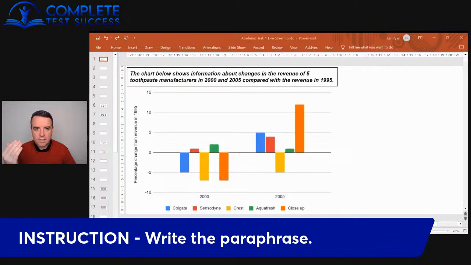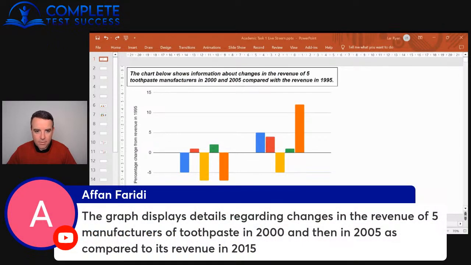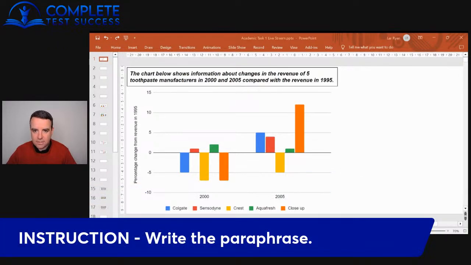Now, of course, it's possible for you to get a lower score than band 6 in task achievement, but it is now no longer possible for you to get a higher score than band 6 in task achievement. So a lovely piece of writing. I'm going to take that and add it to the screen here now. But that's just something to be very, very careful with in future.